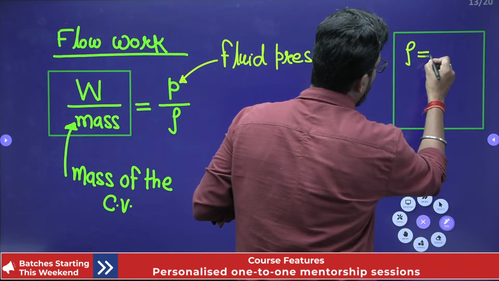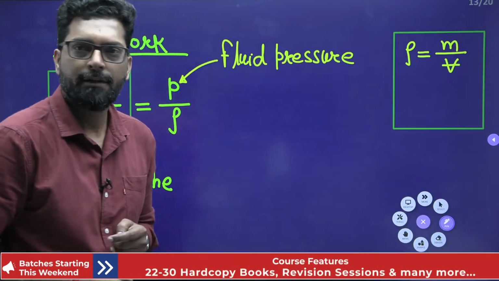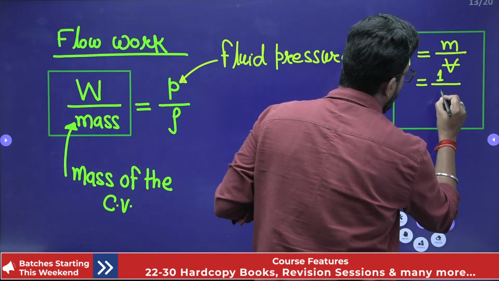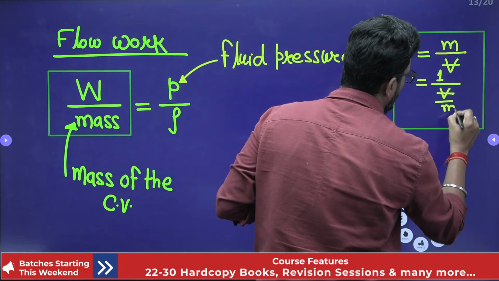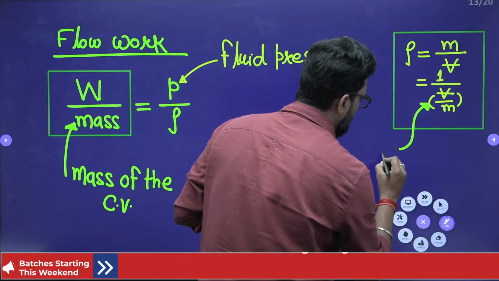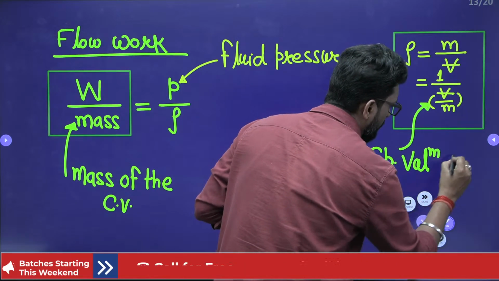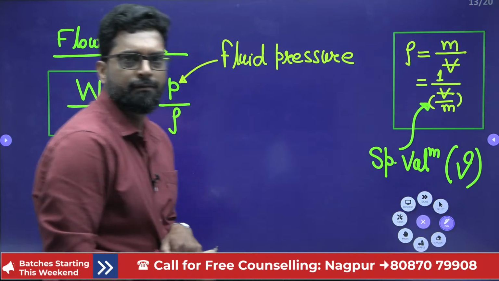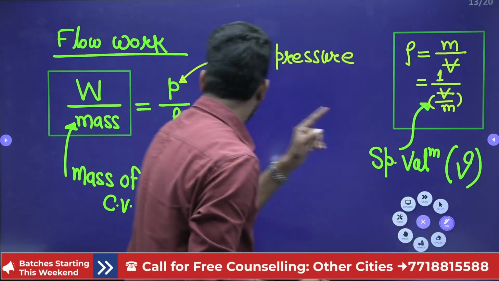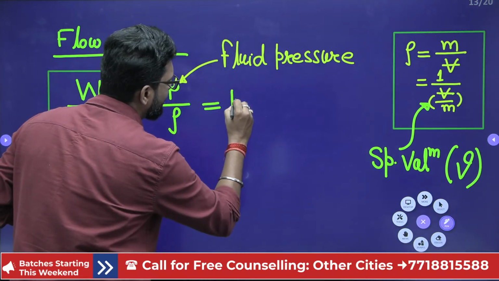We know that density is equal to mass by volume. If you write it like that, 1 divided by volume by mass. So volume by mass is what? Specific volume. This is your specific volume, denoted by a small v. Yes or no? So sometimes density is equal to 1 by specific volume. So 1 by density is equal to the specific volume.